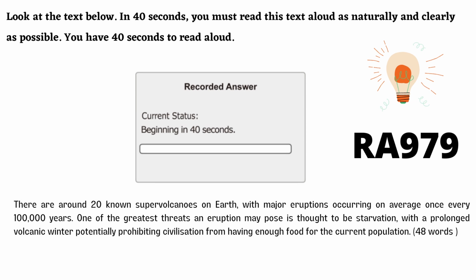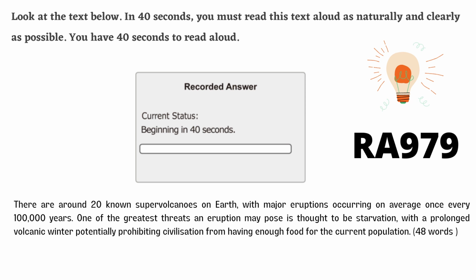There are around 20 known supervolcanoes on Earth, with major eruptions occurring on average once every 100,000 years. One of the greatest threats an eruption may pose is thought to be starvation, with a prolonged volcanic winter potentially prohibiting civilization from having enough food for the current population.